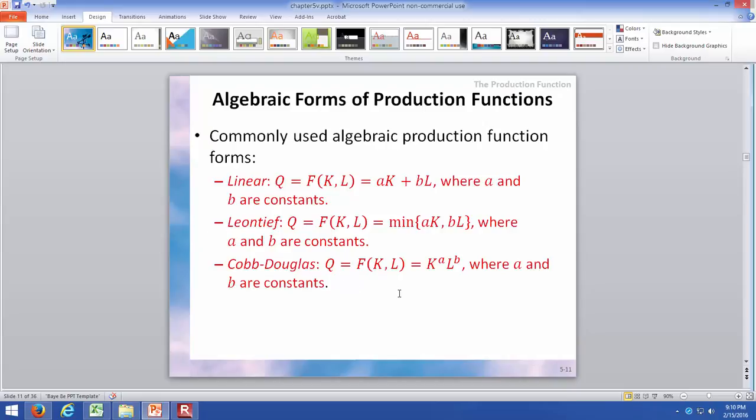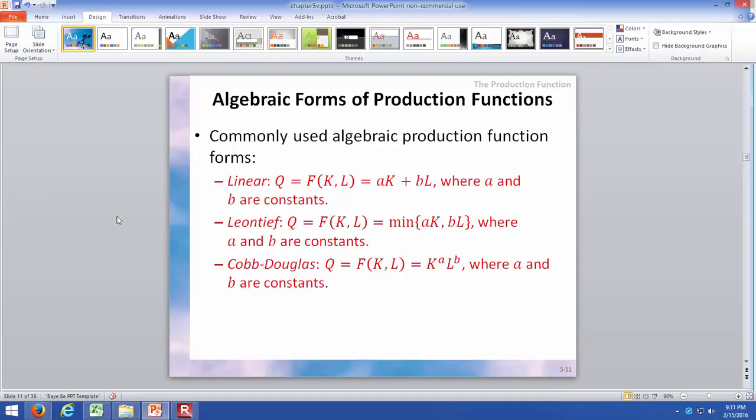Now the second one is the Leontief function, and in the case of the Leontief function, the output is given by the minimum of AK and BL, where A and B are constants. So basically here we are assuming that we should not be increasing one variable much more than the other, because the output is dependent upon the minimum of these two variables. So one variable will definitely influence the other. Here, the amount of capital we have will influence the output, even if you increase the labor much more.